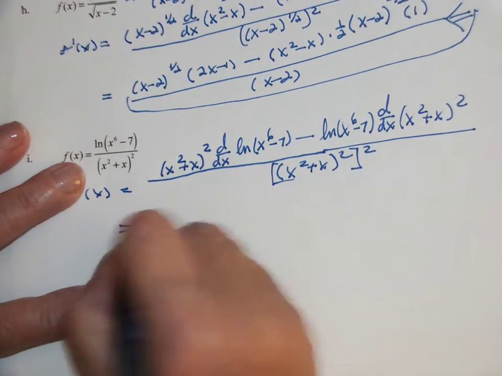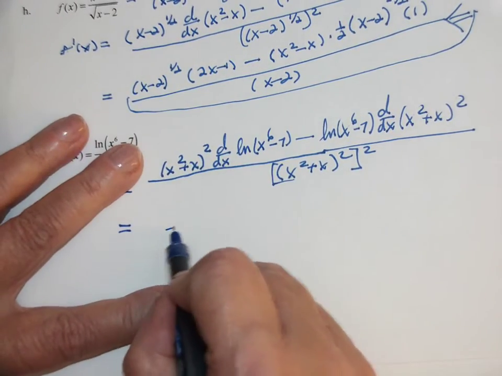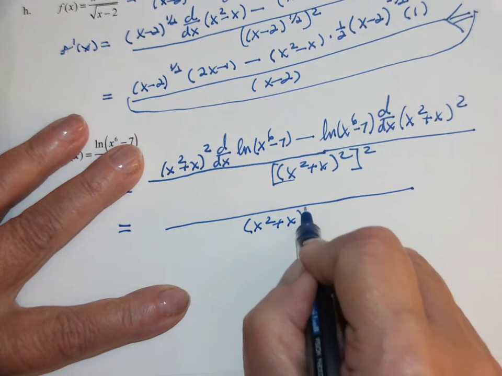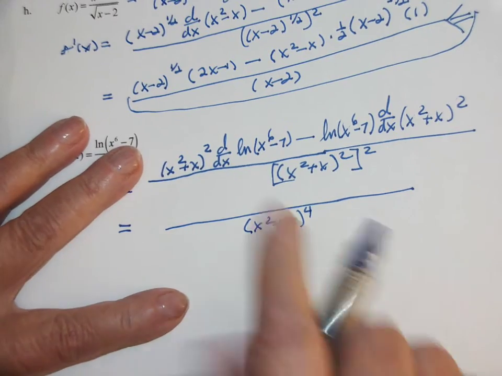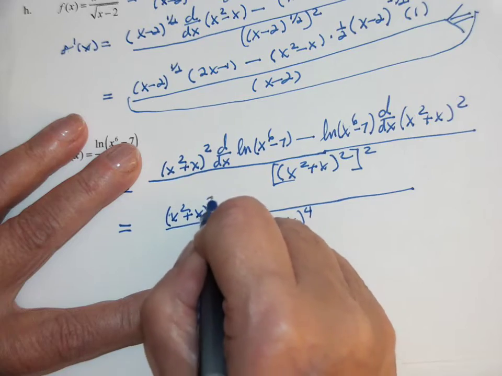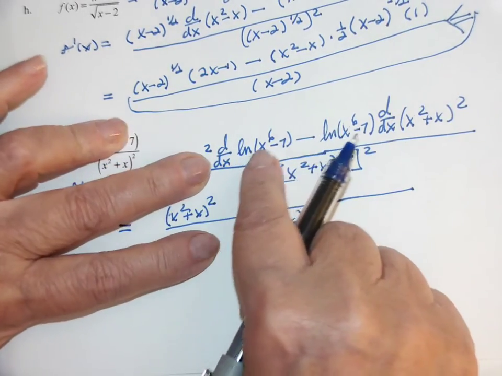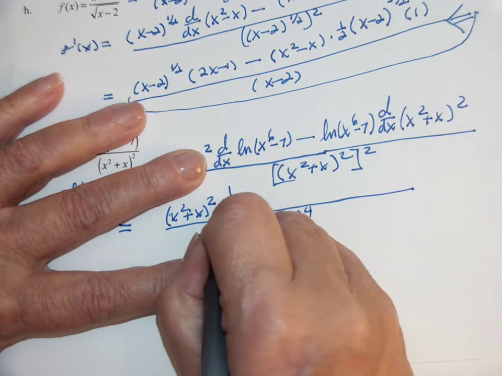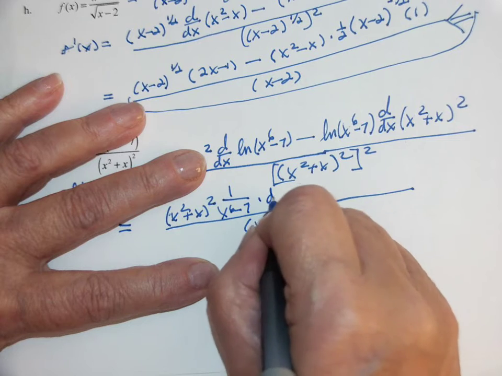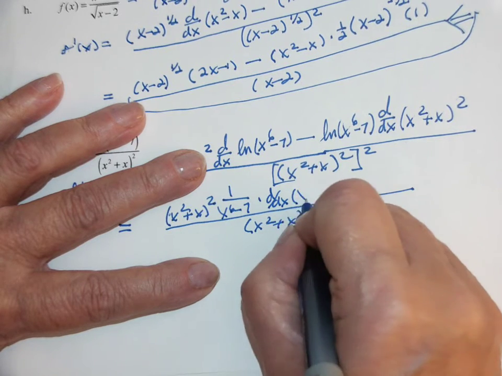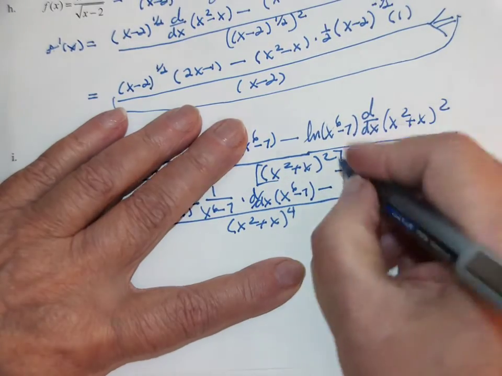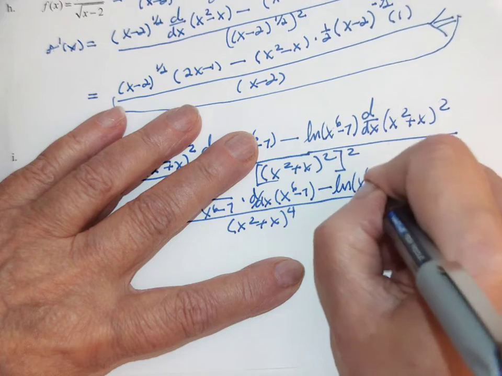Okay, so now we have to follow it through. And over the denominator to the 4th, that's the easy part. I have x squared plus x squared, derivative of the natural log of x to the 6 plus 7. It's 1 over the blob times the derivative of the blob, minus the natural log of x to the 6th minus 7.